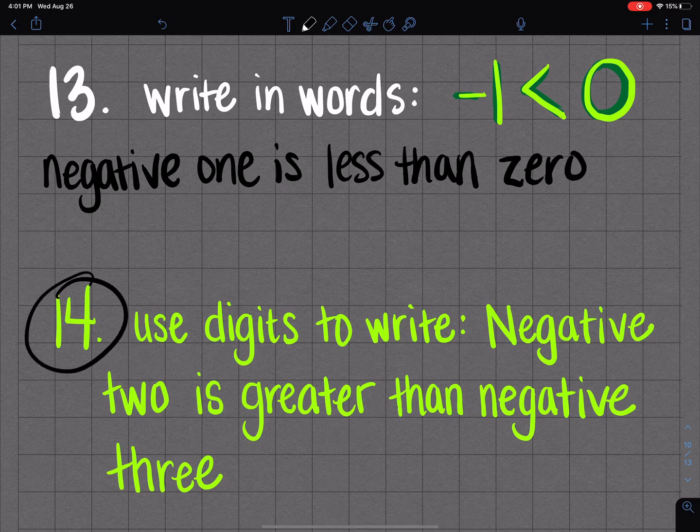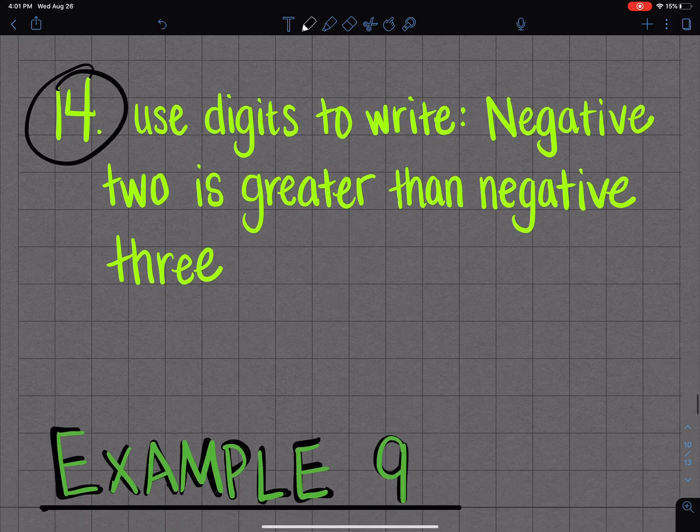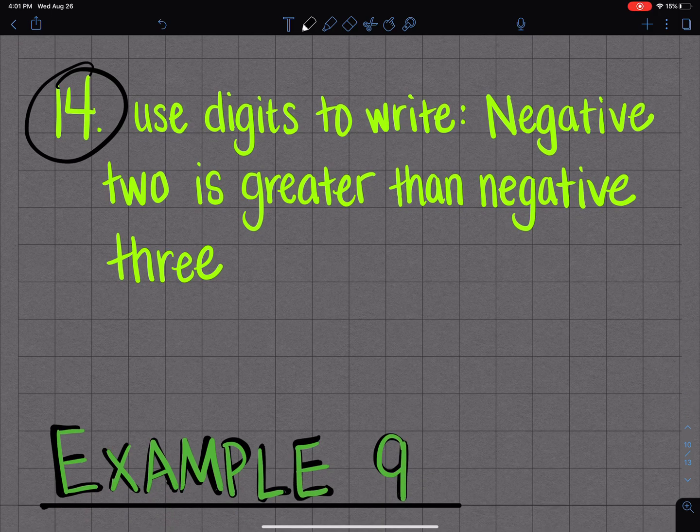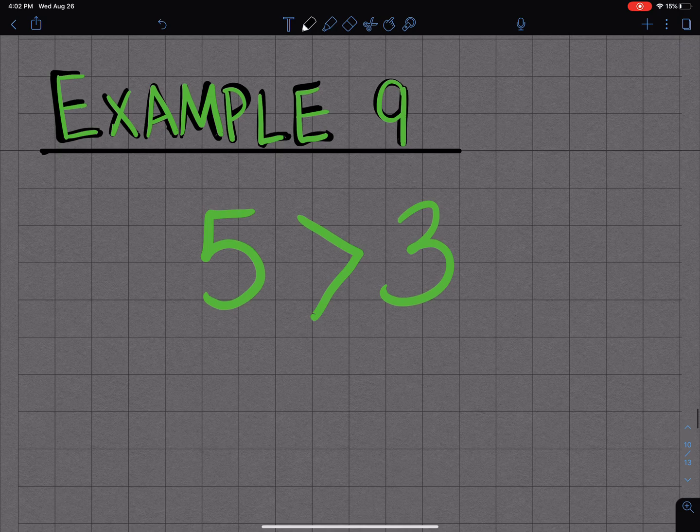All right, let's go on to 14. Use digits to write negative 2 is greater than negative 3. All right, I can do that. Negative 2. And which one is the greater than sign? It's pointed to the left like that. Negative 2 is greater than negative 3. Perfect. All right, let's go to example 9.